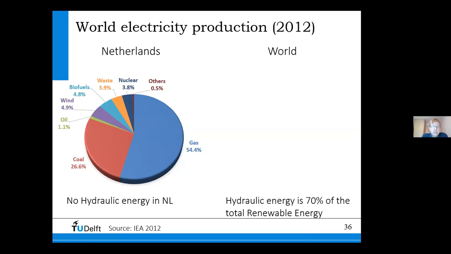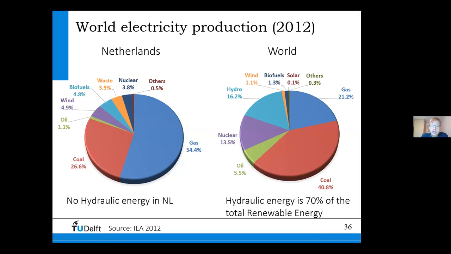For example, the situation in the Netherlands, I think from 2015 or so: about 50% of the power generated by gas, 25% by coal, and the other 25% by a summation of all kinds of other things, but actually no hydraulics. If you look at the world, about 20%, so about 1/5 of the world power production, is generated by hydraulics. That's larger than the part generated by nuclear. So it's a really very relevant part of power generation in the world.